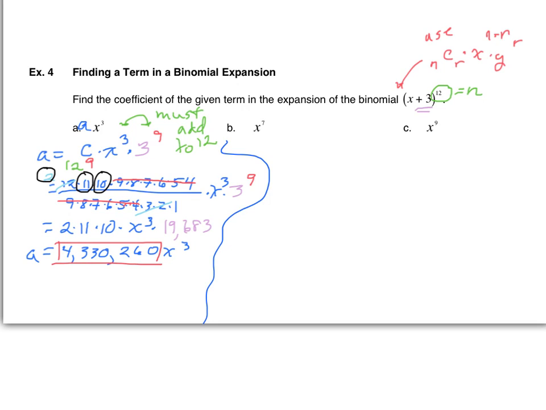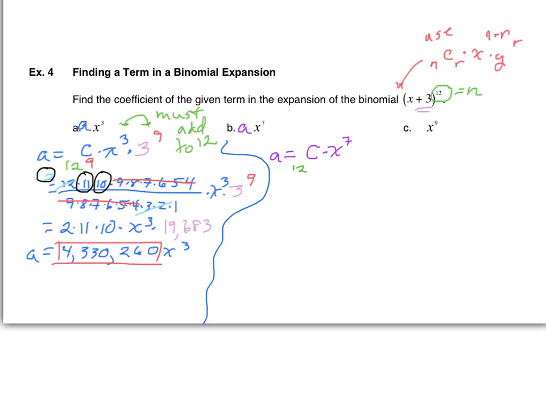Let me figure out what color I'm going to use. Let's use purple. Okay, so for the second one, I'm going to put a in front of the x to the 7th. So I'm just going to use the same process. A is equal to a combination of how many items? How many items total? What's my power of the binomial? Power of the binomial is 12. So combination of 12 items. I have to wait on what r is for a minute. And so then I've got times x to the 7th.